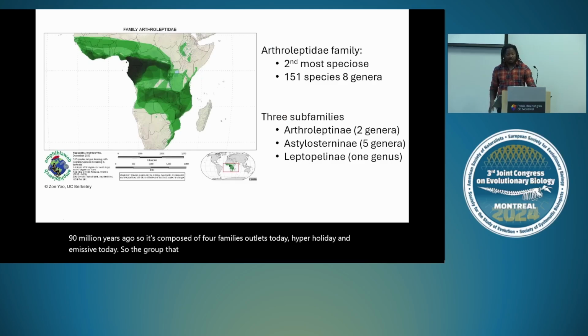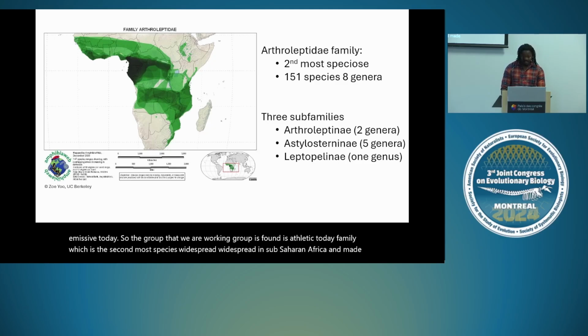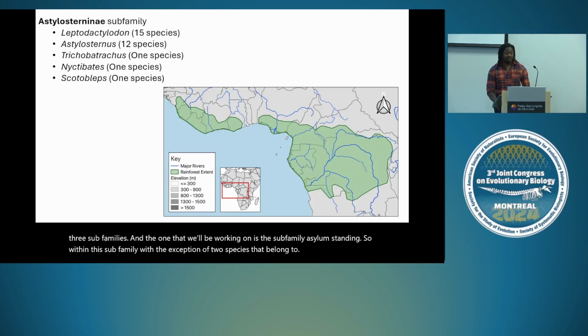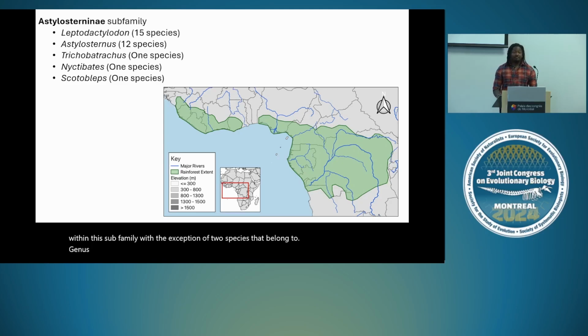The group that our working group focuses on is the Arthroleptidae family, which is the second most species-rich and widespread in sub-Saharan Africa, and it is made of 3 subfamilies. The one that we'll be working on is the subfamily Astylosterninae. Within this subfamily, with the exception of 2 species that belong to the genus Astylosternus, the entire remaining membership of this clade is found to be strictly endemic to Central Africa.